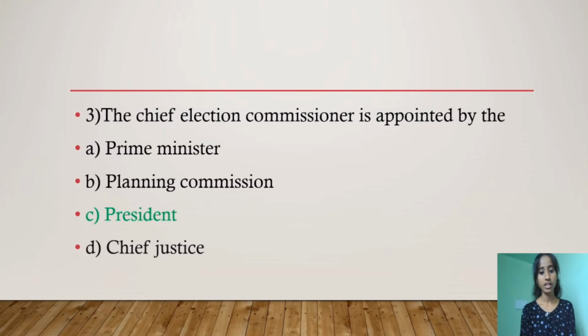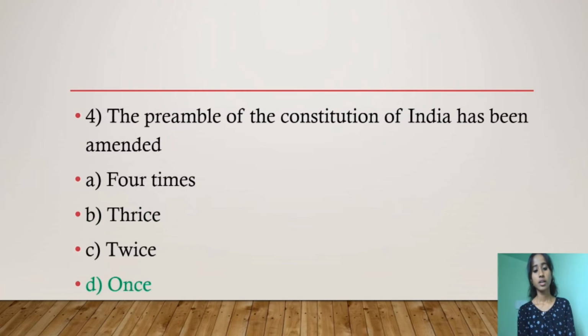The Chief Election Commissioner is appointed by option A Prime Minister, option B Planning Commission, option C President and option D Chief Justice. That answer is option C, that is President. The preamble of the Constitution of India has been amended option A 4 times, option B thrice, option C twice and option D once. And the right answer is option D, once.